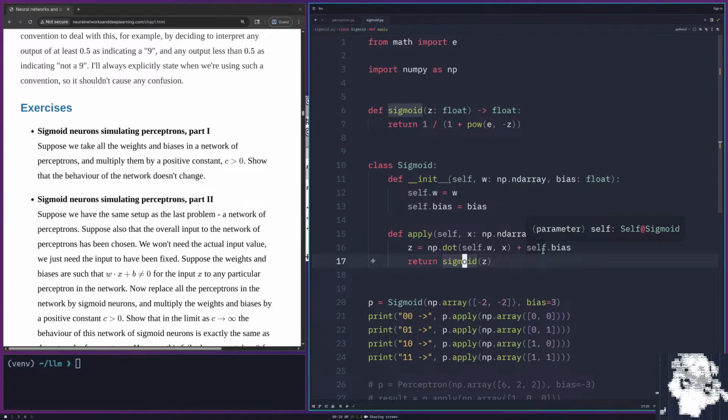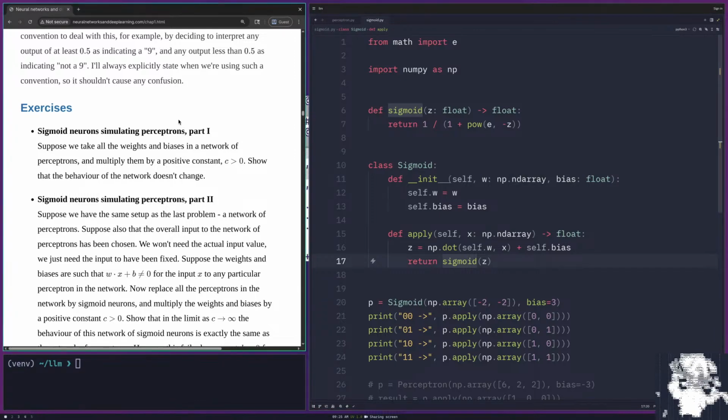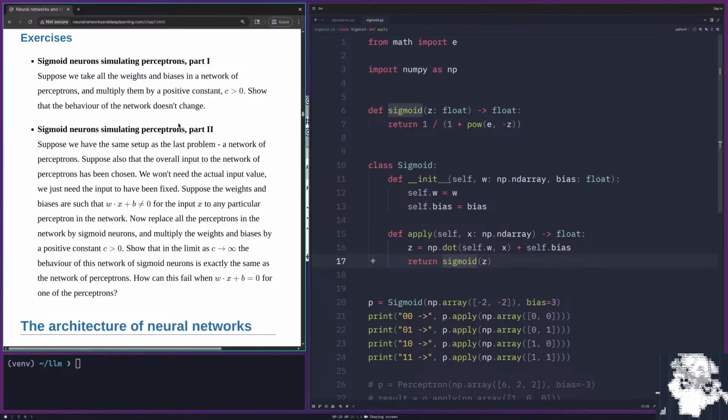And when Z is really big or really small, that's the same as checking if it's positive or negative, but when it's closer to 0, it's more continuous. And the reason we did this was so that if we change the inputs a little bit, or the weights or the biases a little bit, then that should only change the output a little bit instead of flipping it completely from 0 to 1. So let's keep going.